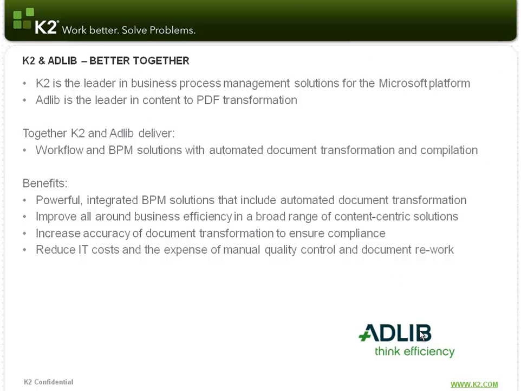As you know, K2 is a leader in business process automation, while Adlib is a leader in content to PDF transformation. Together, K2 and Adlib offer a complete solution around automated document transformation and compilation. Some of the benefits of our solution include the ability to create powerful, process-driven applications which improve business efficiency and increase accuracy with which document transformation occurs.